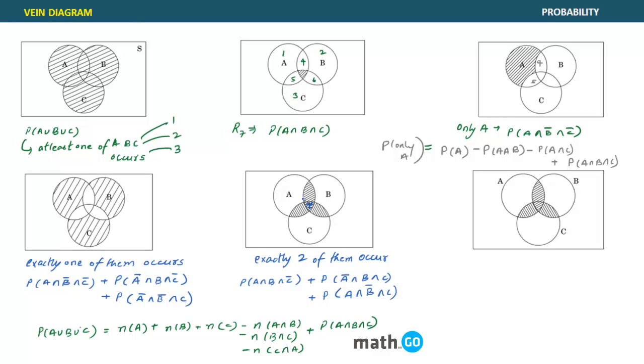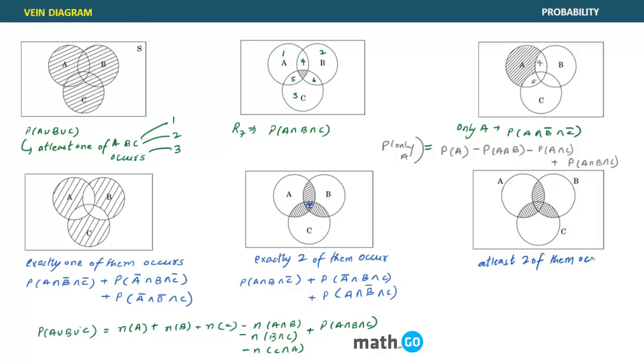So what you will do, this region and this region, so this region can be written as A intersection B minus 7 region. This can be A intersection C minus 7 region. This could be B intersection C minus 7 region. This is how you find these values. And this particular diagram is known as at least 2 of them occur.